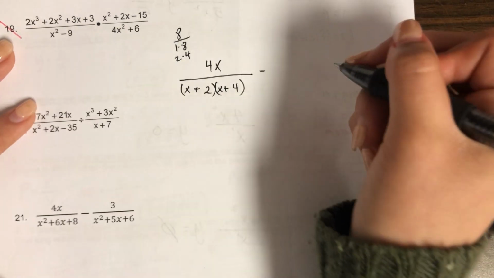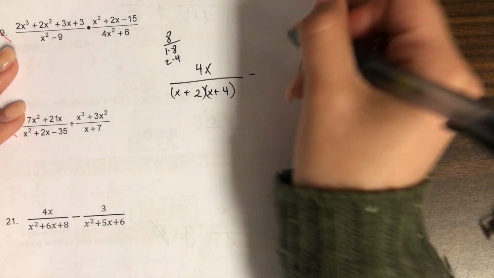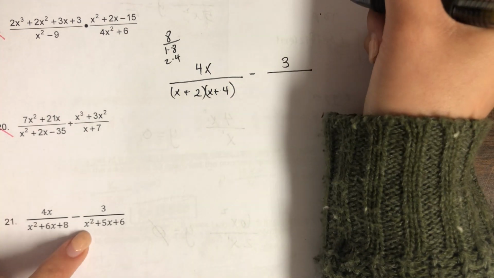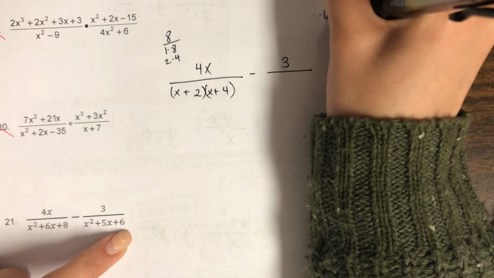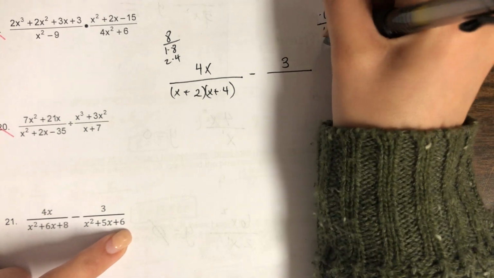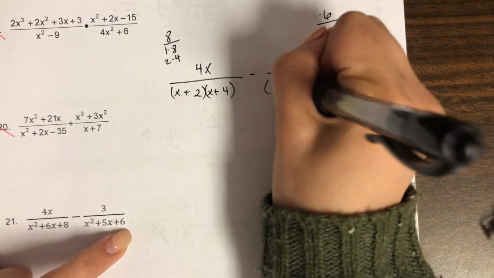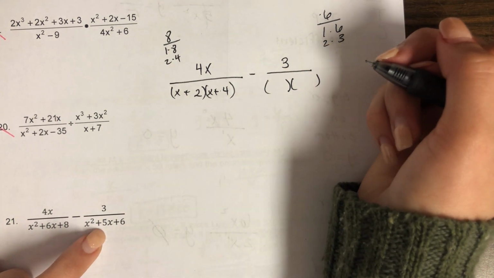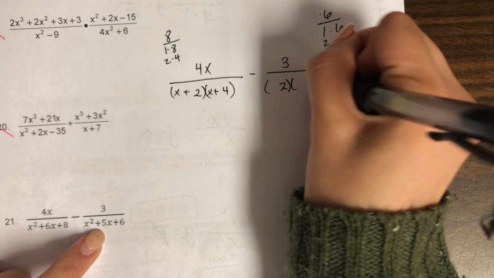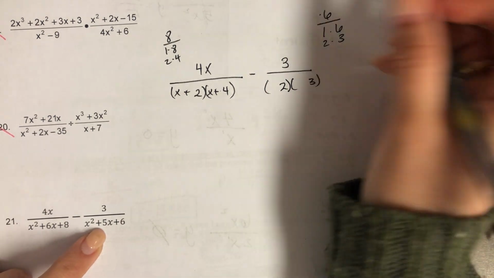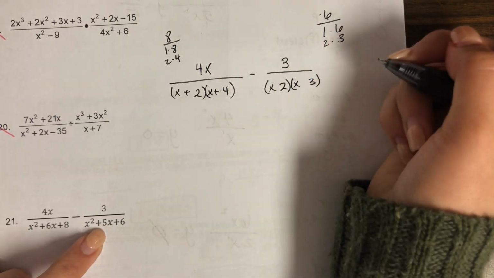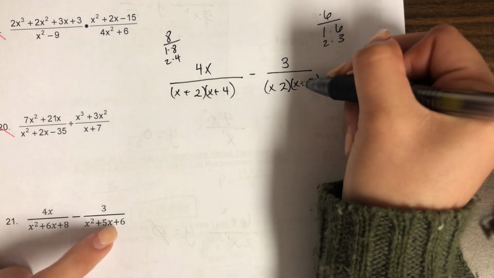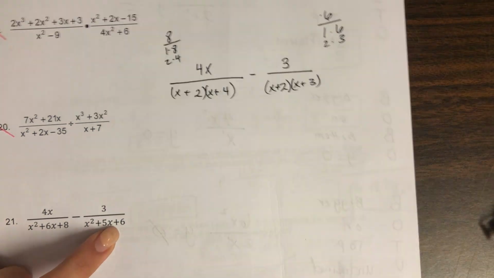Okay, let's move on to the next one. So I have 3, and I have to do a times c, so a times c is 6. 1 times 6, 2 times 3. Which ones add to give me 5? 2 and 3. If they were subtracting, it would be 1 and 6. Sign of b goes to the second parentheses. Positive times a positive is a positive.